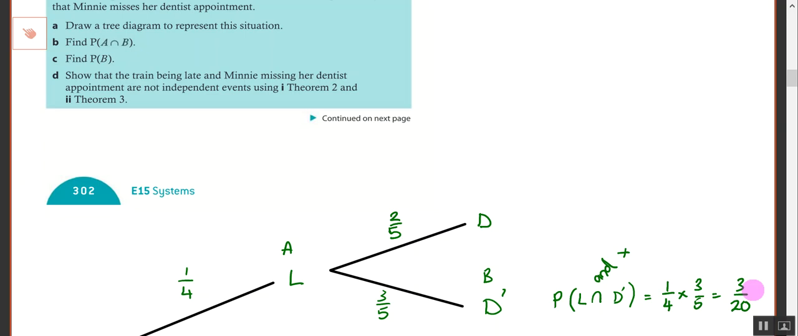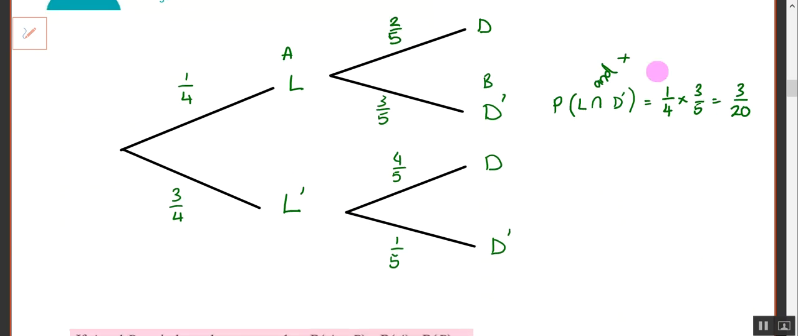Now here's the bit that can get a little bit confusing. Find the probability of B. So that's the probability that she misses her dentist appointment. So what's that? Yeah? 3/5. Oh wait, no. She misses her dentist appointment is 1/5. You didn't give yourself enough time to think that through then, that's the thing. Aiden, what do you think? It's both of the B's multiplied together. Okay.